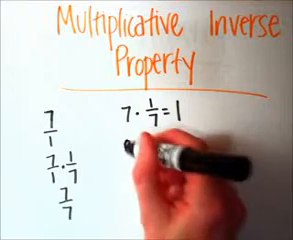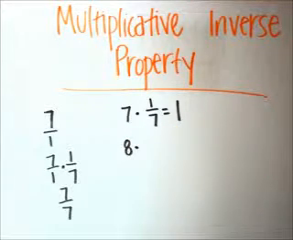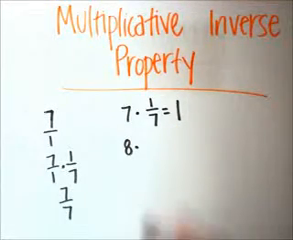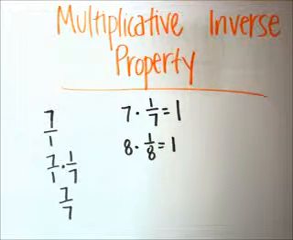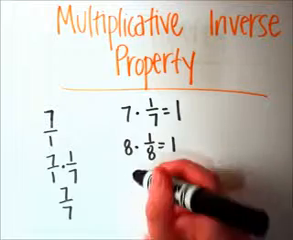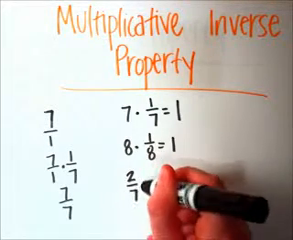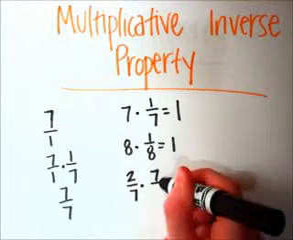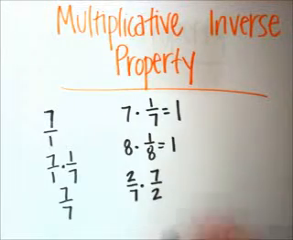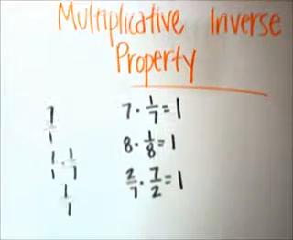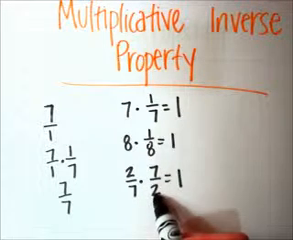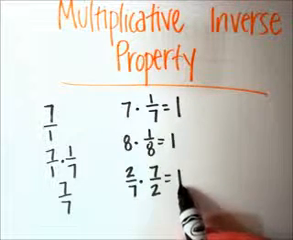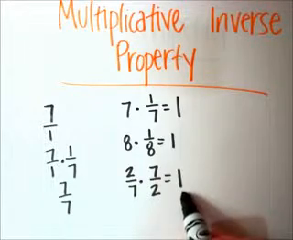If you had 8, to use the multiplicative inverse property here, I'd have to multiply it by 1/8 to get a 1. If I had 2/7 and I multiply it by 7/2, that's going to result in 1. How do I know that? 2 times 7 is 14. 7 times 2 is 14. So I end up with 14 over 14, or 1 whole.